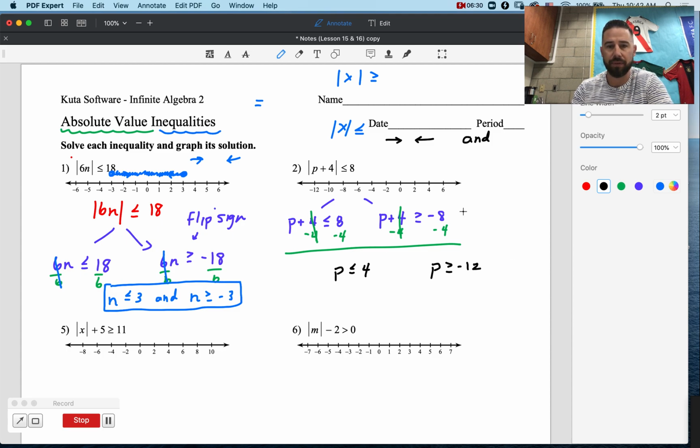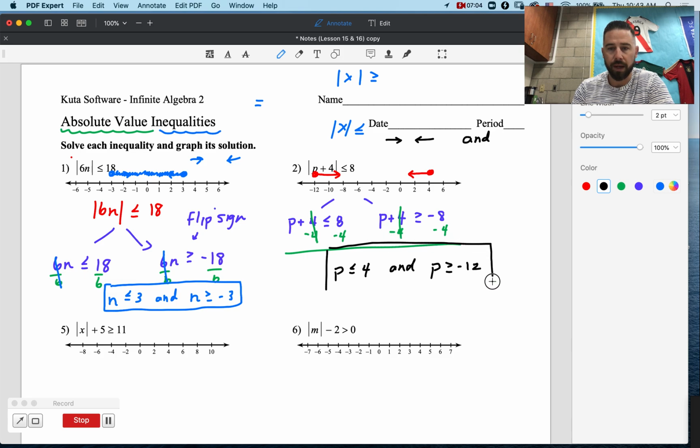Okay, now let's graph these. I'll change color so we can see easily up here. Above the 4, it's going to be closed. It's not eating the variable, so it's going to the left. And above the negative 12, it's closed. It's eating the P, so that means it's going to the right. Since they're going towards each other, we use the word and.